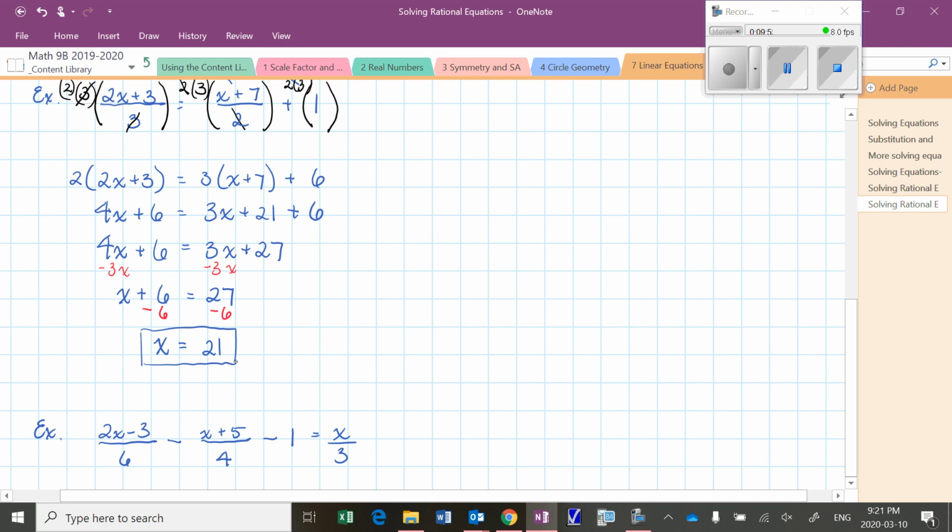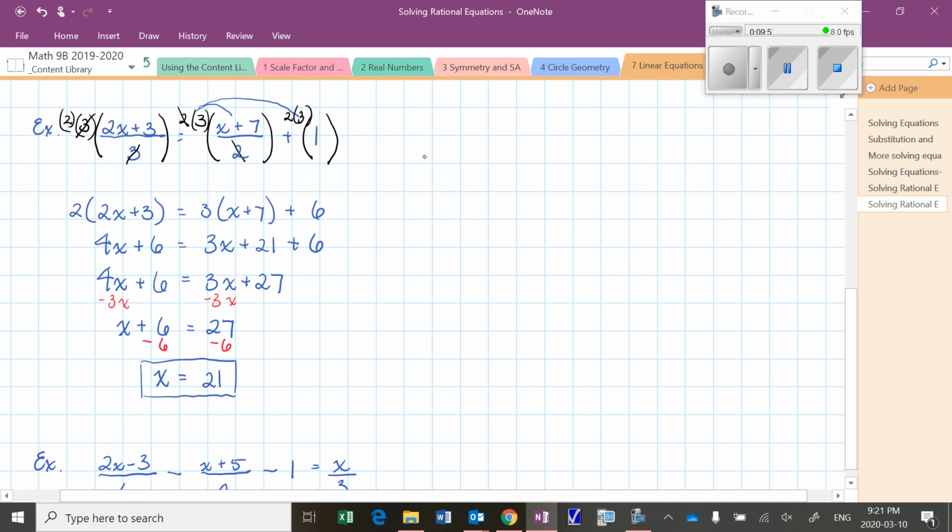And let's just do a quick left side, right side check. So on our left side, we had 2x plus 3 all divided by 3. If we substitute in our answer of 21, then we've got 2 times 21 plus 3, and that's all going to be divided by 3. So 2 times 21 is 42. Add 3 divided by 3. That's the same as having 45 divided by 3, and 45 divided by 3 is 15.